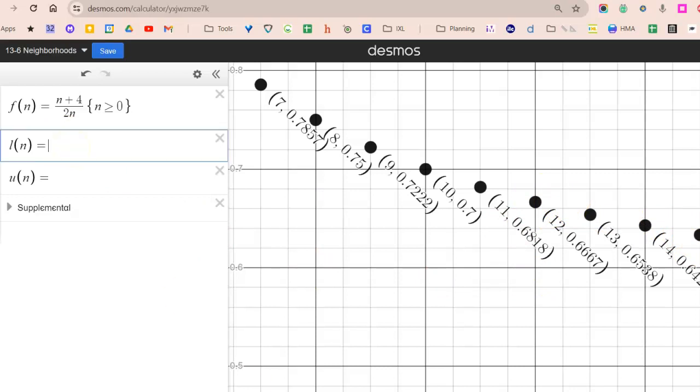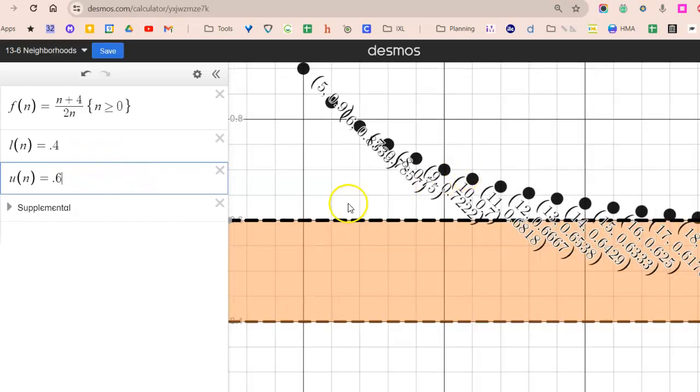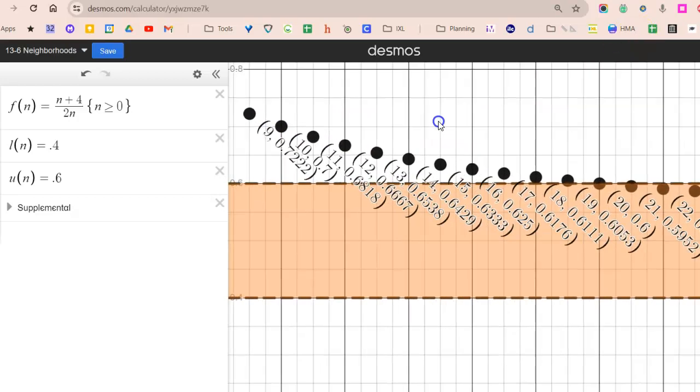Again, the lower bound was what, 0.4? We'll type in 0.4. Lower bound, that's why it's an L. Upper bound is 0.6. There we go. So we're trying to find out when this falls into this shaded region. What term does it go into?